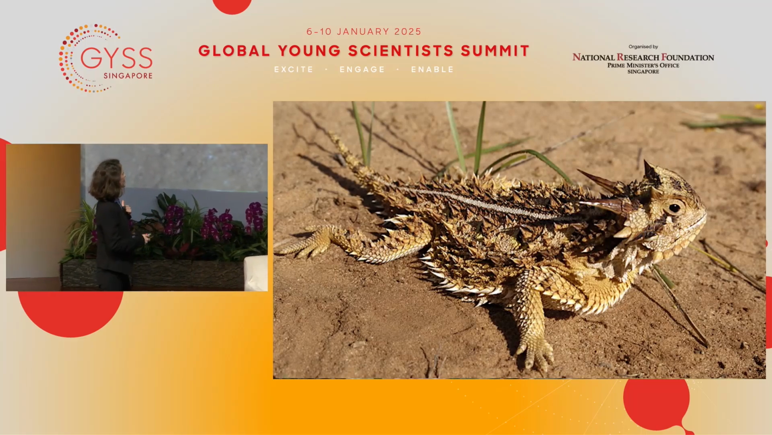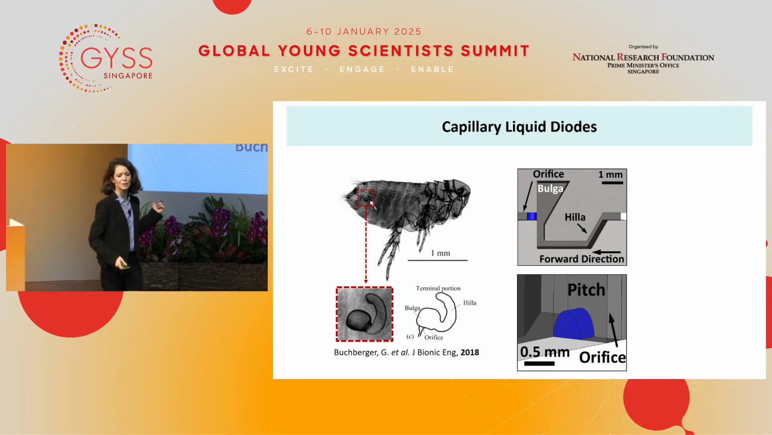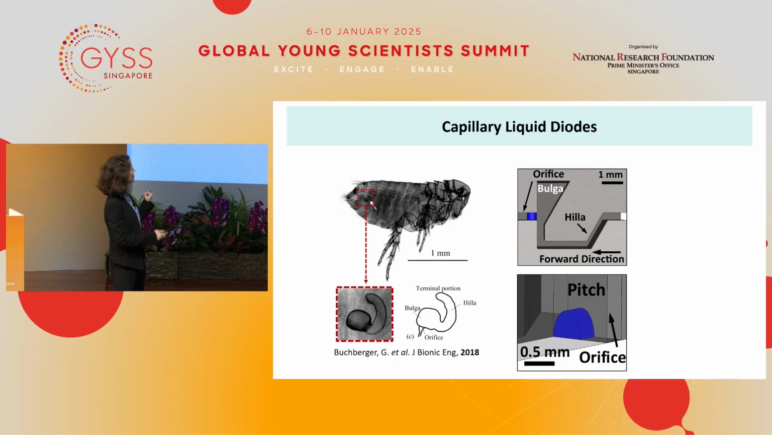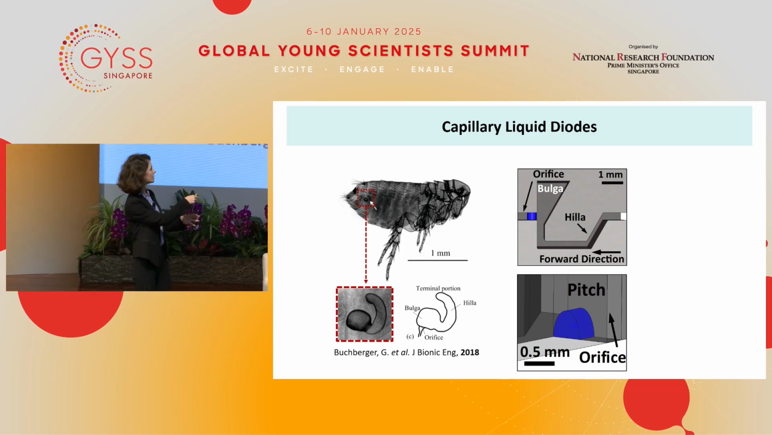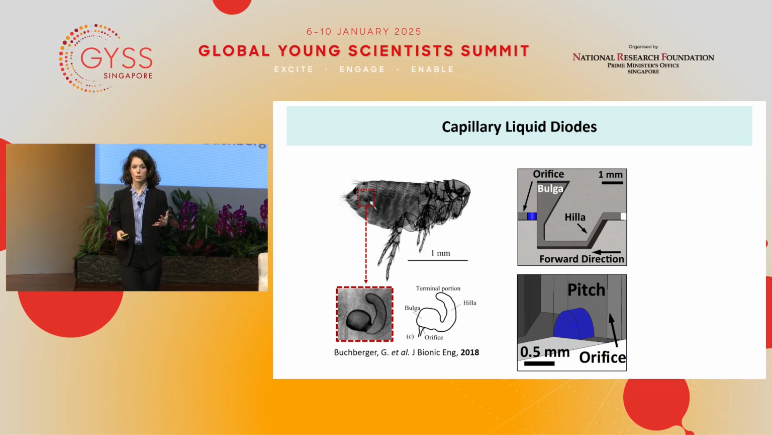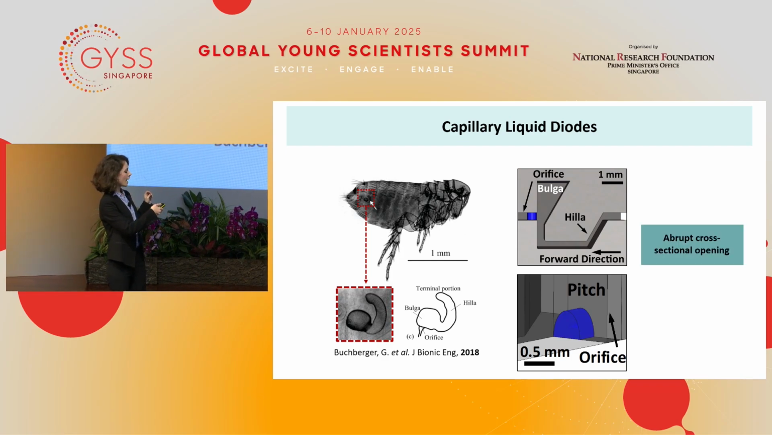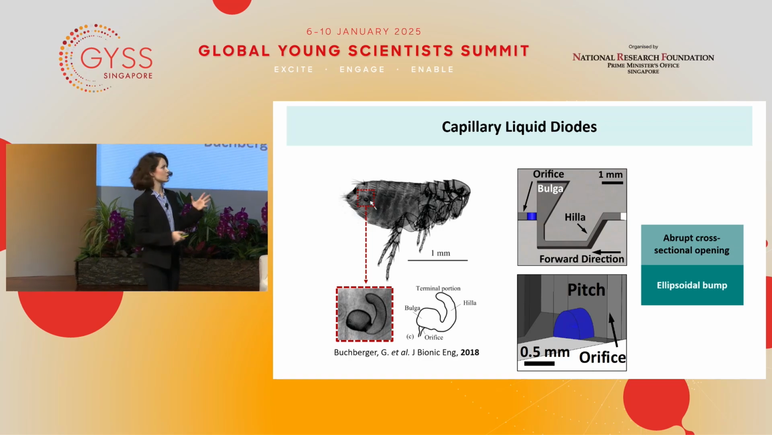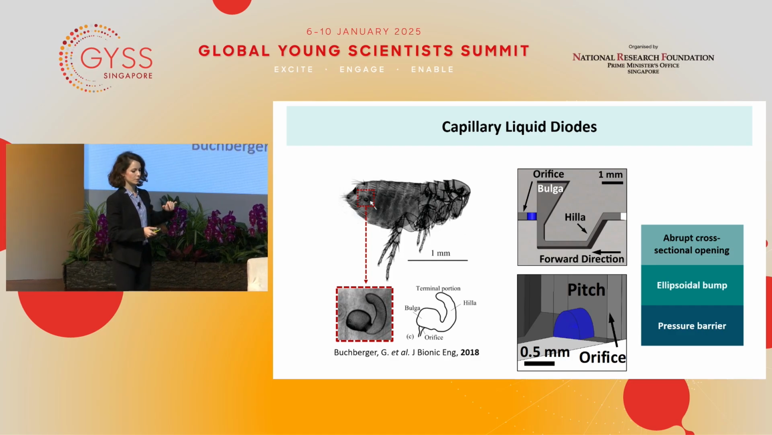Now, my work was originally inspired by an organ found inside a flea, an otherwise despised insect. And by mimicking the shape of this organ, we created this structure, which allows spontaneous water flow in the forward direction thanks to capillary action, and prevents flow of liquid in the backward direction, so from left to right, thanks to two things: an abrupt cross-sectional opening, this one, and an ellipsoidal bump called the pitch, this one here. And these two create a pressure barrier onto the liquid in the backward direction.